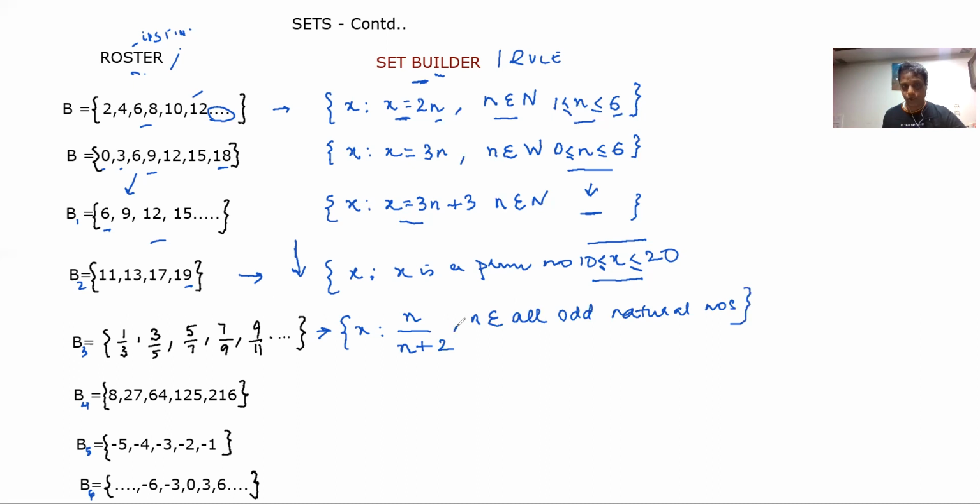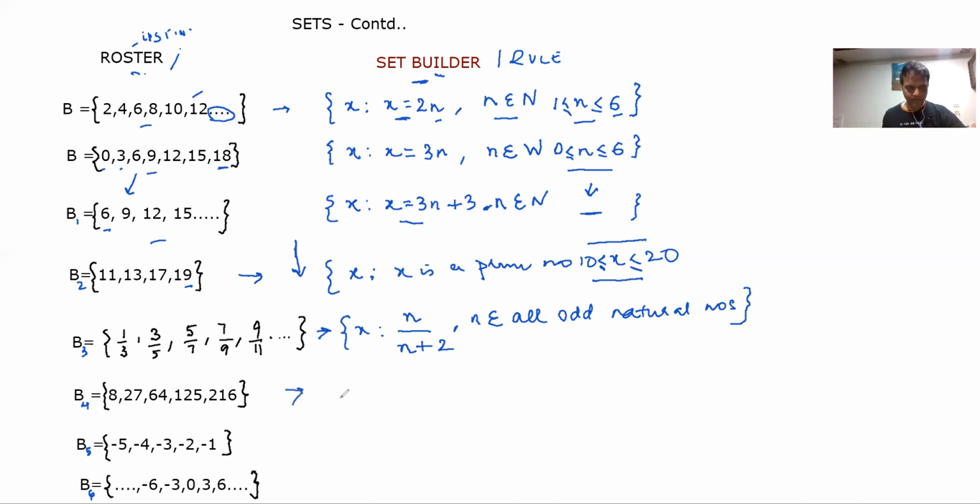Keep putting commas wherever it is required. I hope you have understood. This is very important in n plus 2, but I can make out n is equal to 1. I get 1 upon 1 plus 2, 1 upon 3. Now the next odd number is 3. So 3 upon 3 plus 2, 3 upon 5. 5 upon 7. This continues. So there is no range here.